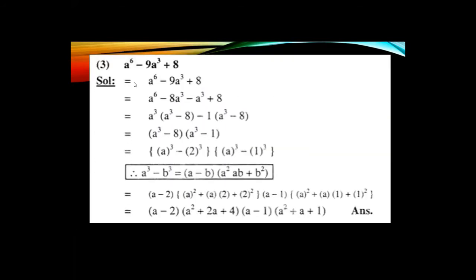It is question number 3, and the question is a^6 minus 9a^3 plus 8. So we'll apply middle term breaking here. 8 ones are 8, and we want minus 9 as the middle term. So the factors are minus 8 and minus 1. Minus 8 and minus 1 will become minus 9. So the first term as it is, instead of minus 9a cube, we'll use minus 8a cube minus a cube, plus 8.